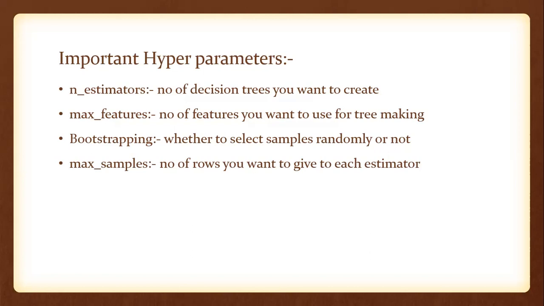Bootstrapping means bootstrapping aggregation, which is the sampling. If you set it to true, then rows will be randomly selected. If you set it to false, there will be no sampling, and it will take the whole data set. Max samples means how many rows you want to give each estimator. Suppose out of 15,000 you take 1,000, or you can give it in percentage also, 50%, 30%, or 80%, and likewise. So this was it about random forest.